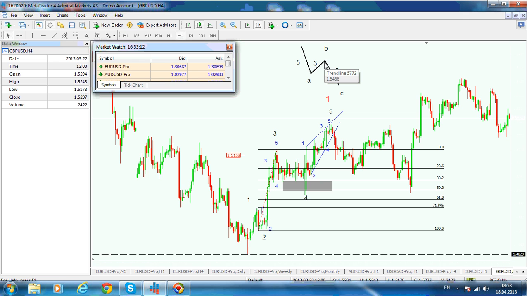And why is it important whether this is a flat or not? Because if the B wave retraces higher than 50%, 61.8% of wave A, then wave A should have three legs to the downside, not 5, because flats come in the structure 3, 3, 5, not 5, 3, 5, like a zigzag does. Now, this is only one example of a zigzag.